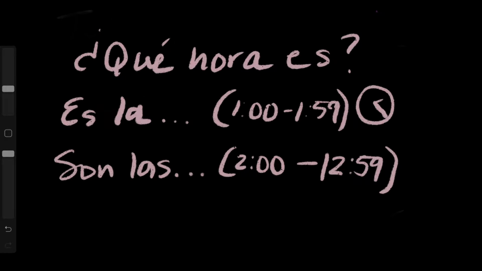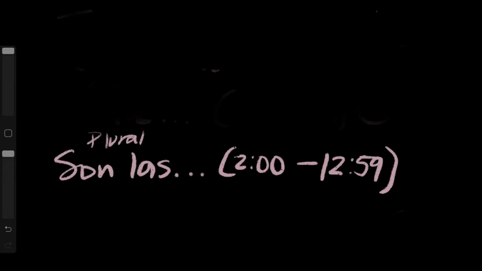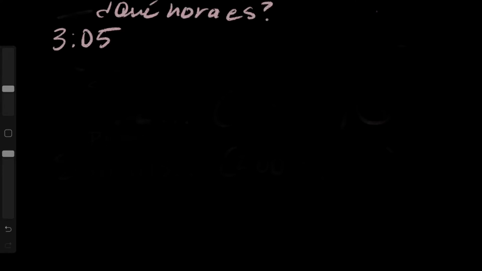The singular one, es la, refers to the number one that follows it, and son las is for all the other numbers, which are more than one, making the conjugation and the article plural. Entonces, ¿qué hora es? Are you gonna use es la or son las?